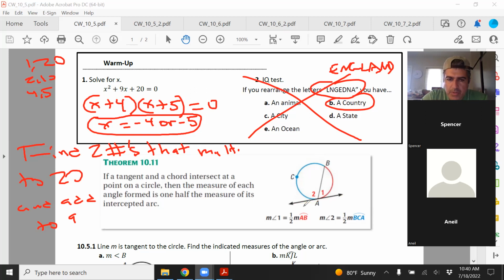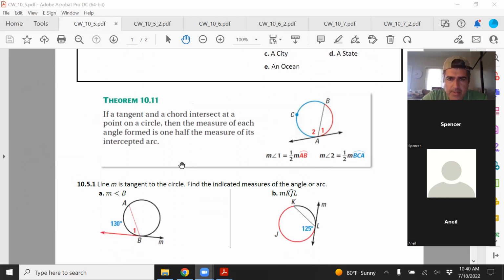But if you had a tangent line, which is the black line that's touching the circle at point A, and you have a chord, AB is a chord. Let me actually clear my screen and kind of center this. So again, there's a tangent line touching a circle at point A, and that's a chord.